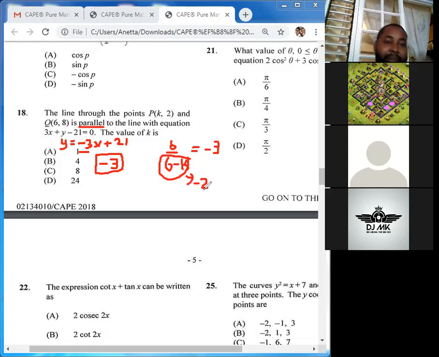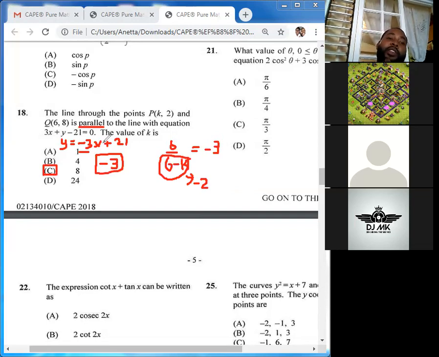What is that number? That number is simply 8. 6 minus 4 will give me +2, but I want to get -2. 6 minus a number gives me -2. So if K is 8, my denominator is -2, divide the 6 and give me -3, which is what I'm looking for. Hope you can figure that out.